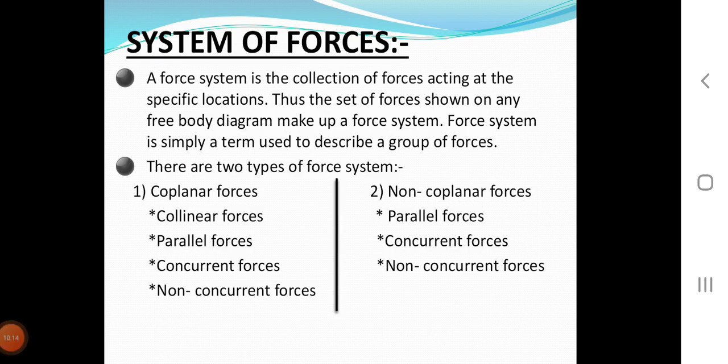Now our next topic is system of forces. A force system is the collection of forces acting at specific locations. Thus, the set of forces shown on any free body diagram make up a force system. Force system is simply a term used to describe a group of forces. There are two types of force system: coplanar forces and non-coplanar forces. Coplanar forces further divide into collinear forces, parallel forces, concurrent forces, and non-concurrent forces, whereas non-coplanar forces are divided into parallel forces, concurrent forces, and non-concurrent forces.